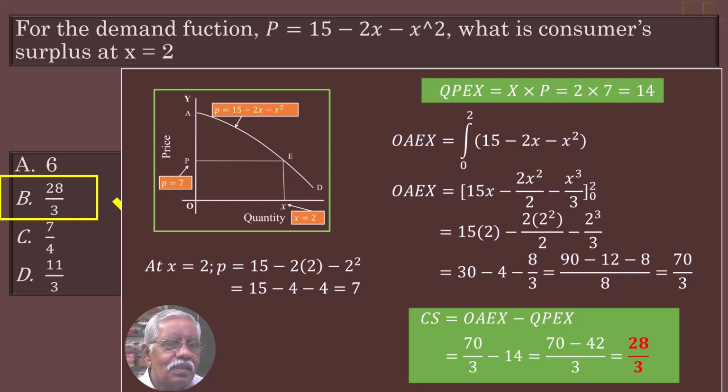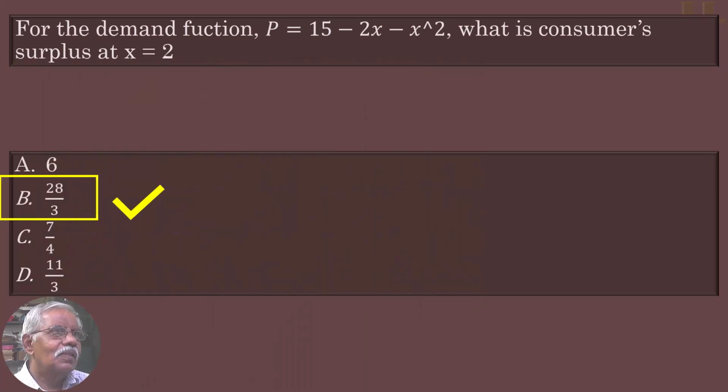Simplify. 28 by 3. Consumer surplus is 28 by 3. That is the correct answer.